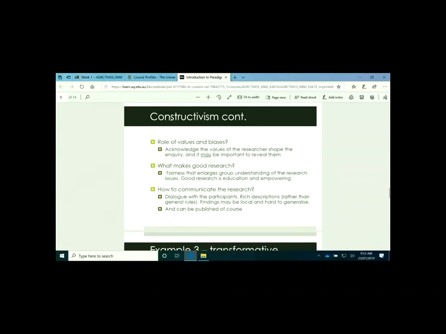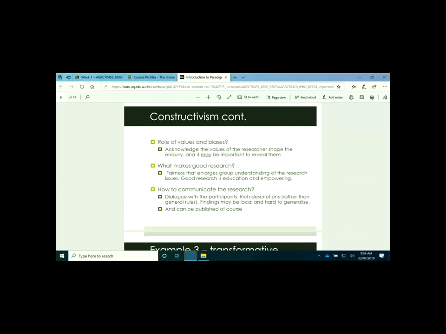Roles of values and biases. Okay, under constructivism, we need to acknowledge the values that the researcher has can shape the inquiry. And so it might be necessary for the researcher to actually tell the participants about what their biases are. Right, so to be upfront and actually to tell people about that. Sometimes it's not.